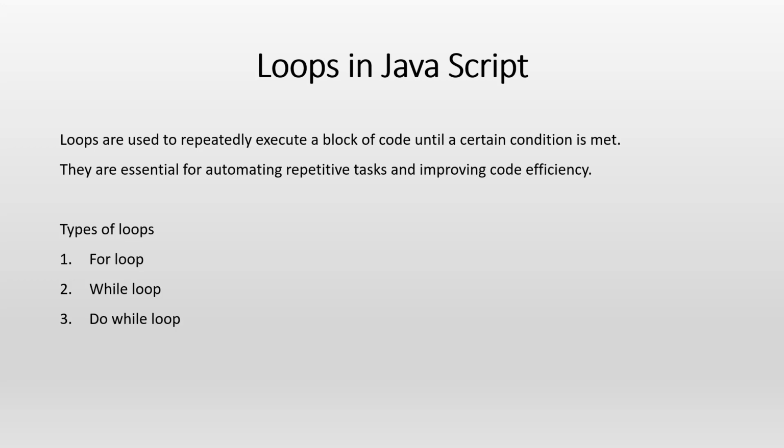Loops in JavaScript. The definition of a loop is: loops are used to repeatedly execute a block of code until a certain condition is met. Before, we learned those conditional statements, and here we are going to use those conditions. In loops, based on that, the same code will be run numerous times.